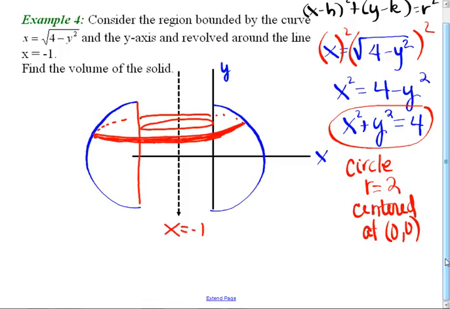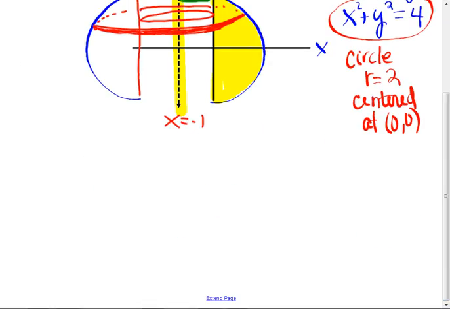Because it's rotated around x equals -1. So I'm going to take this and rotate it around this line. So these distances here, what is this distance then? That's 1. We always go by the original graph, not by the reflected one. So what's the shape going to look like? Those are what shapes? Washers. Now how do you know if it's delta x or delta y?